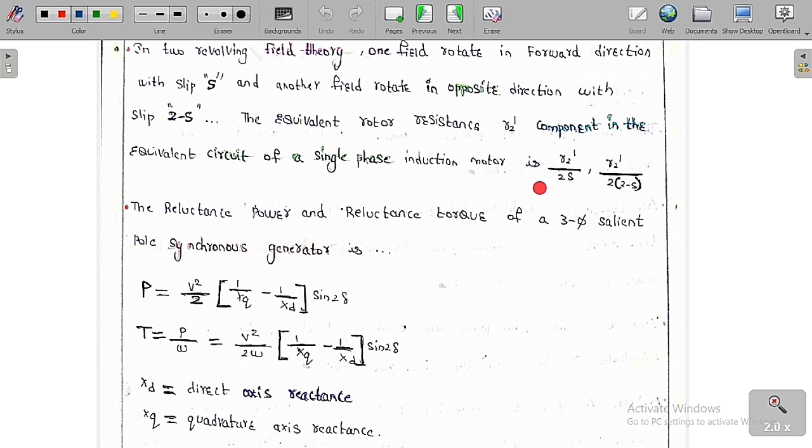So this is the component for the forward rotation and this is for the backward rotation. In two revolving field theory, one field rotates in the forward direction with forward slip equal to S, and the other field rotates in the opposite direction with a backward slip of 2 minus S. The equivalent rotor resistance R2 dash in the equivalent circuit of a single phase induction motor is, as I already told you, R2 dash by S in the equivalent circuit diagram. We are going to split it into two parts, which are R2 dash by 2SF and R2 dash by 2SB, where SF is equal to S and SB is equal to 2 minus SF, which is 2 minus S. This is the component for the forward field rotation and this is the component for the backward field rotation.